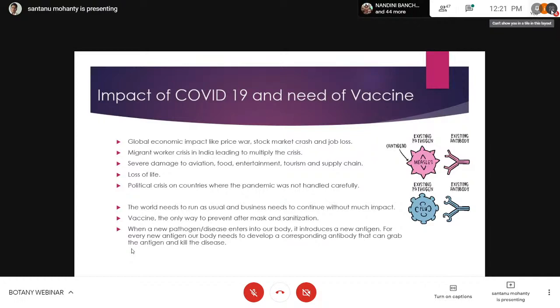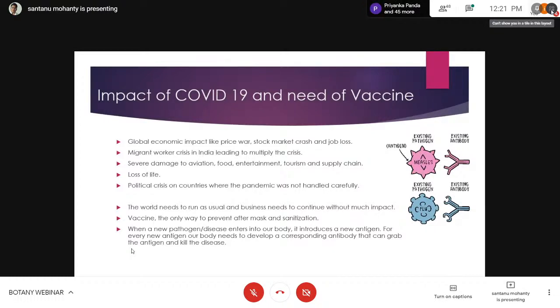No. The migrant worker crisis in India multiplied the crisis a lot. Severe damage to aviation, food, entertainment, tourism, and supply chain industries. Loss of life. What can be more lethal than that? Political crisis in countries where the pandemic was not handled carefully. This pandemic turned the tables on governments themselves.